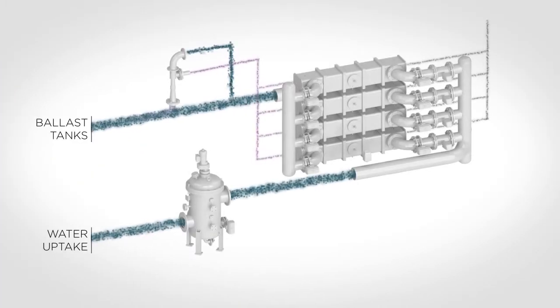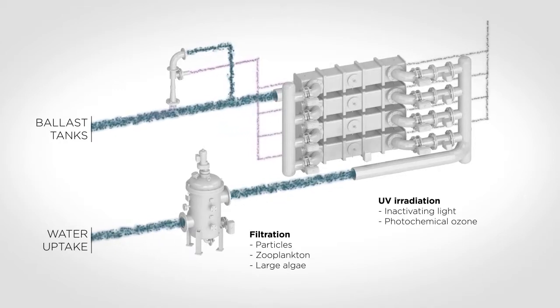The ballast water system consists of the following parts: a filter for removing particles, zooplankton and large algae, UV lamps for generating photolytic inactivating light and photochemical ozone generating light, an ozone injector system for injection of generated ozone into the ballast water flow.